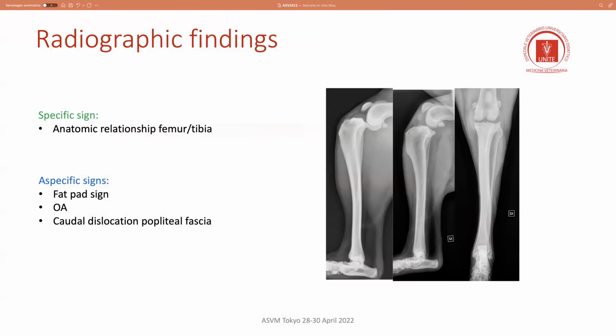Radiographic findings associated with cruciate disease are normally divided into specific signs and aspecific signs. The main specific sign is a changed anatomic relationship between femur and tibia, because we perform a stressed X-ray in which the tibia may be pushed forward. Aspecific signs include the fat pad sign, osteoarthritis development, and caudal dislocation of the popliteal fascia.